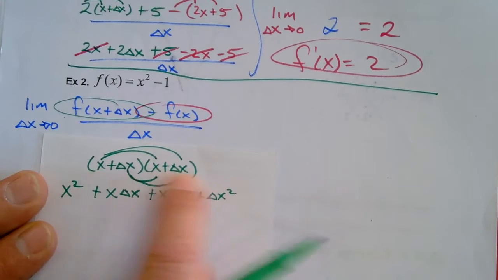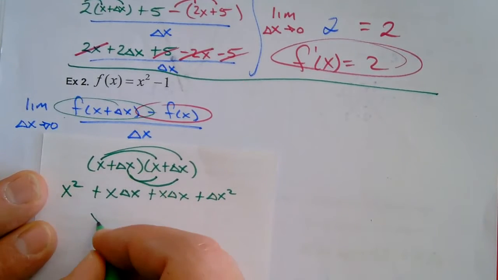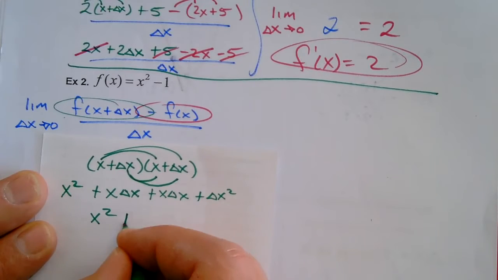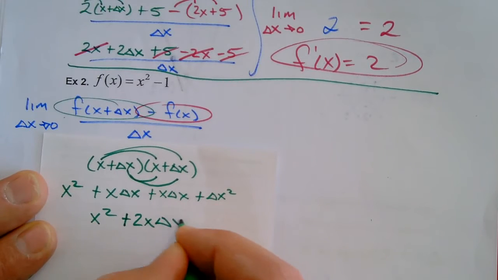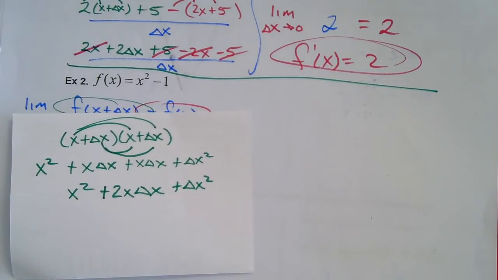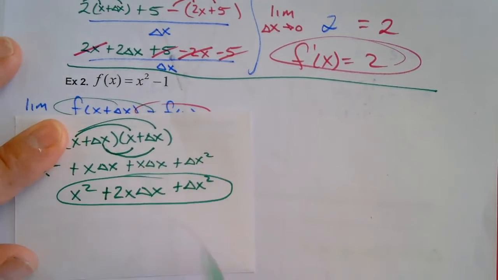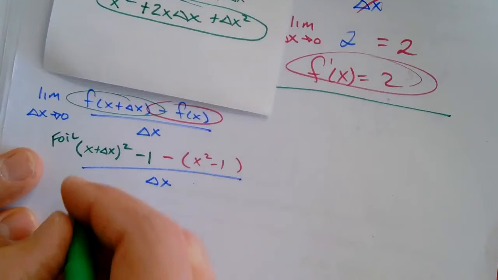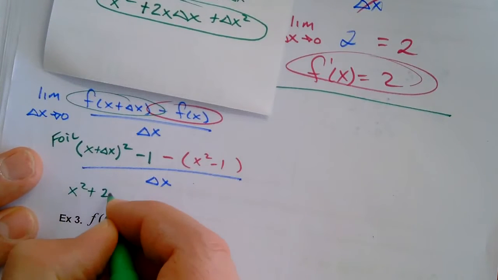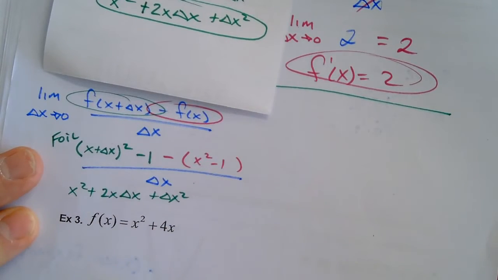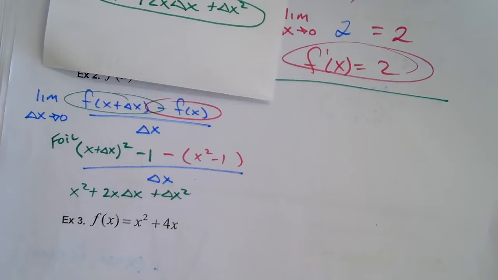Anytime you see this and you have to square this quantity, just simplify it to this step. X squared, I have x delta x plus x delta x. Well, how many of those do I have? 2x delta x's. It's delta x squared. Anytime you have to FOIL this, you can go right to this step now. So I've got x squared plus 2x delta x, and then plus delta x squared. Again, that is this guy right here.